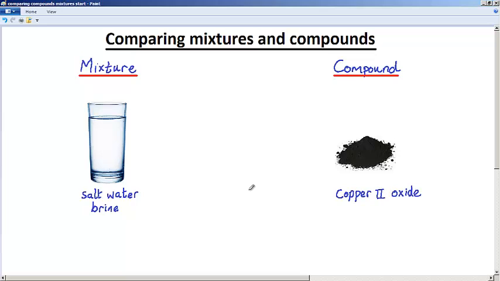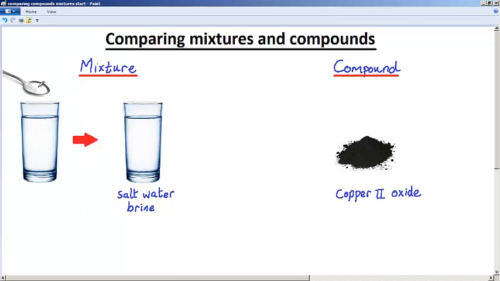Now the first thing we're going to compare is how these two materials are made. First of all, the mixture is made by a physical process. All we have to do here is add salt to water. The water is the solvent, the salt is the solute. We add the salt to the water, we stir it around, and after a while we form a solution of salt water or brine. To make a compound requires a chemical process.